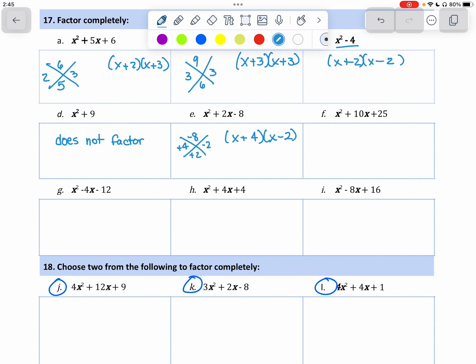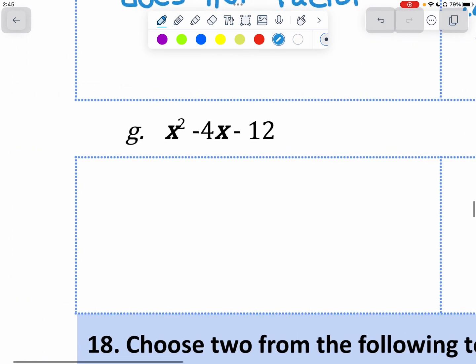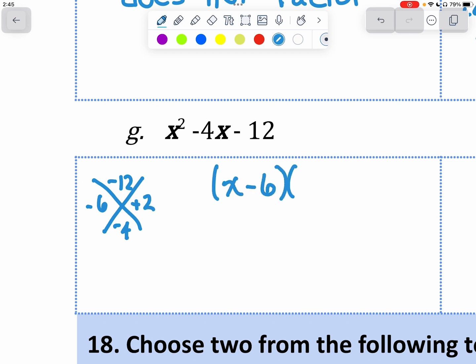Here we have two numbers that multiply to give me 25 that add to give me 10, are 5 and 5. So that's going to factor to be (x + 5)(x + 5). That's what's called a perfect trinomial square, or (x + 5) squared. Letter G, two numbers that multiply to give me negative 12 that add to give me negative 4. It's going to be negative 6 and positive 2. So this factors to be (x - 6)(x + 2).